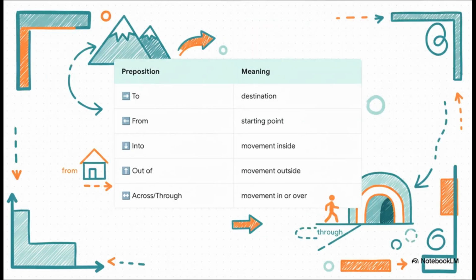And here you go. This is your cheat sheet. This boils everything down to the most basic idea. If you're ever stuck, just picture these arrows. Are you talking about a destination? It's to. A starting point? From. Going inside something? Into. It's such a great little mental shortcut.